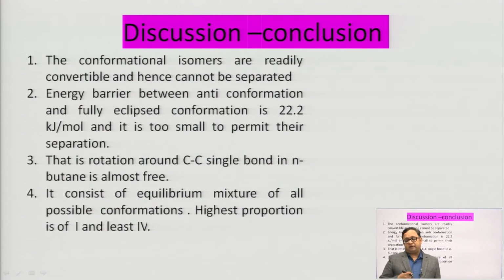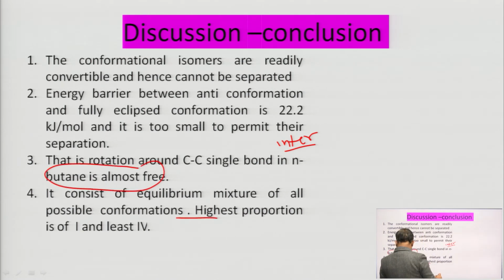Now, the conformational isomers are readily interconvertible, hence they cannot be separated. Energy barrier is hardly 22 kilojoule per mole, and it is low enough to overcome with the help of intercollisions. So, collisions provide sufficient kinetic energy, so they can overcome it. So, rotation is again almost free, as it was in case of ethane. It is almost free in case of n-butane. So, it consists of an equilibrium mixture of all the possible conformations, with the highest proportion of first and fourth, being the most stable.